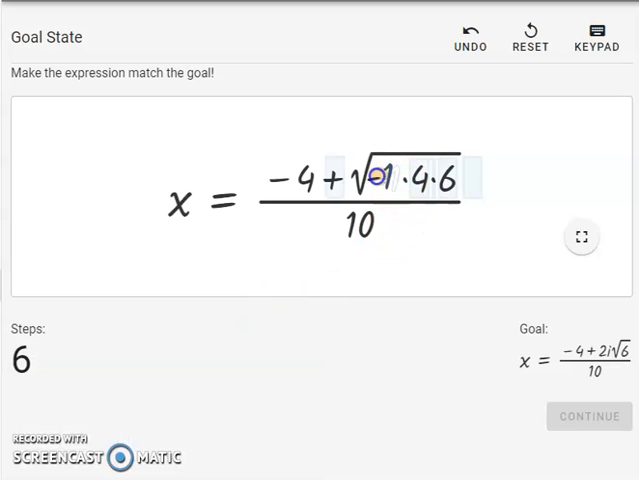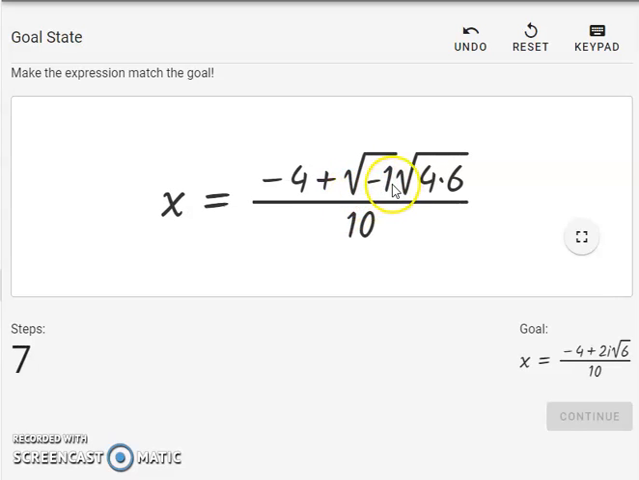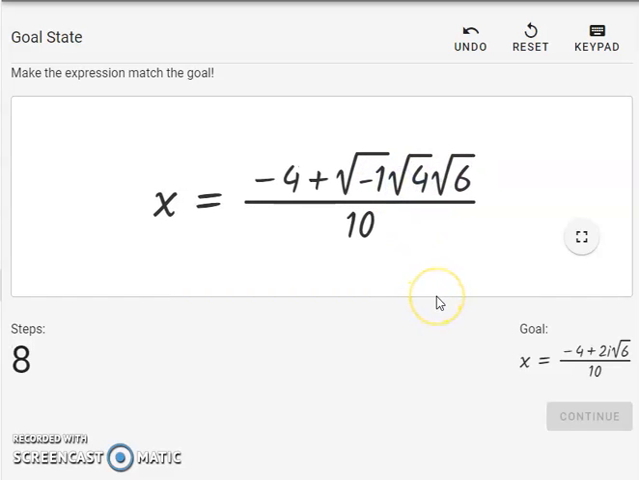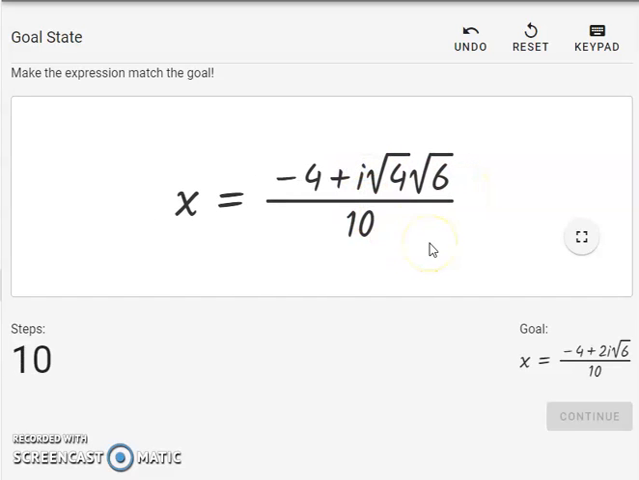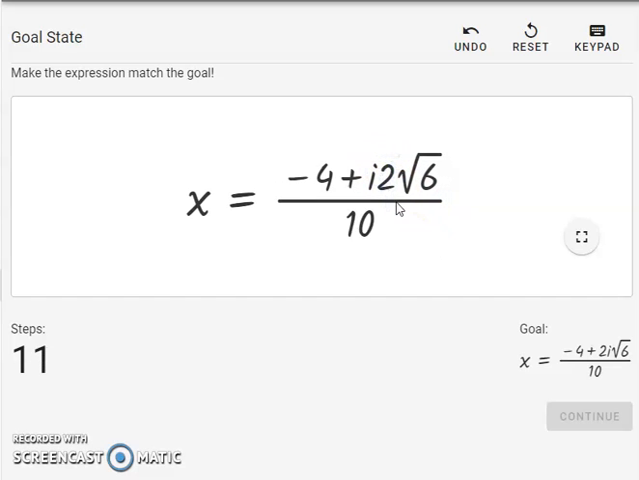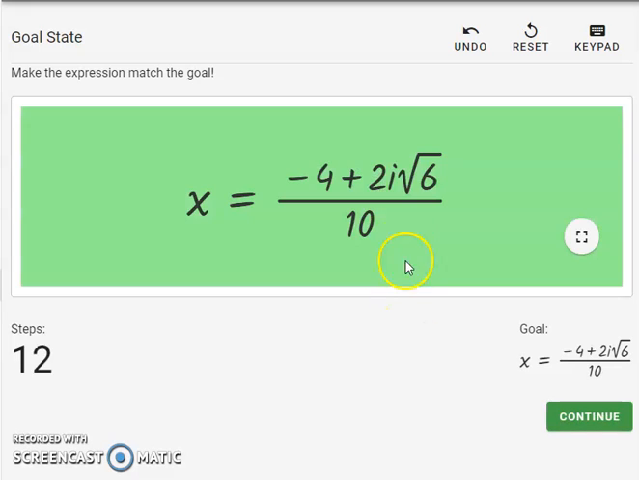So we're basically going to be creating 3 square roots here. I'm going to pull out the negative 1, and it's going to put it in its own square root. I'll pull out the 4, it's going to put it in its own square root, and then 6 is in its own square root. So the square root of negative 1 is i, the square root of 4 is 2, and if I put the 2 in front of it, it matches the answer here.